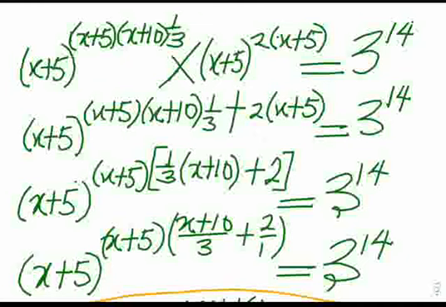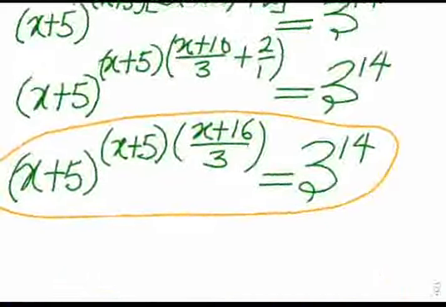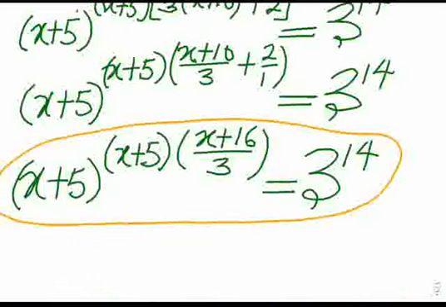What do we do next? To simplify what is inside the bracket here. X plus 10 multiplied by this 1 gives x plus 10 divided by the 3. Then I brought down this 2. The next thing I did was to simplify that bracket. If we simplify this, our LCM is 3. 3 in 3 is 1. 1 multiplied by x plus 10 is x plus 10. 1 in this 3 is 3. The 3 multiplied by this 2 gives 6. So the x plus 10 plus the 6 gives x plus 16.